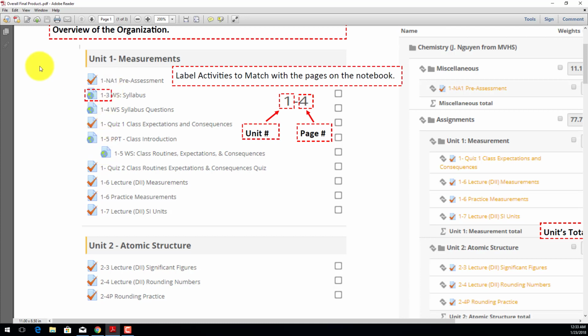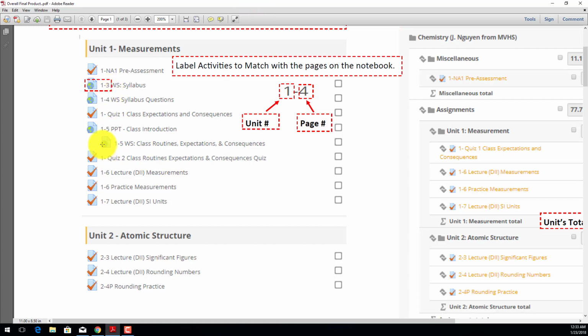Can you imagine having all the work throughout the whole entire year organized in a way that students can access when they review for the test? This becomes the table of contents for the whole year, divided by unit. Followed by the hyphen is the page number. If you notice, some of them do not have a page number, like the quiz or the pre-assessment. That's because we don't write anything in the notebook when we take a quiz or test.